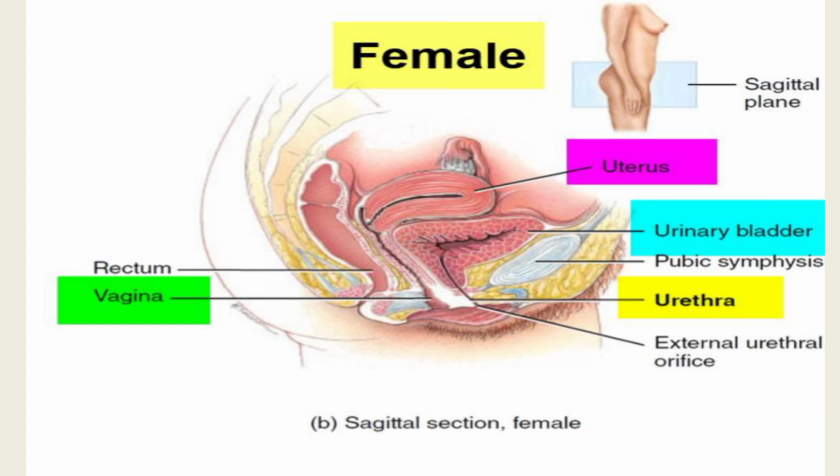This picture is clearly showing the relations of the bladder in females to the various structures. Here you can see that the bladder in females lies inferior to the uterus and anterior to the vagina and cervix, the pelvic diaphragm supports it inferiorly, and the anterior relation is the pubic symphysis, which is similar to the males.